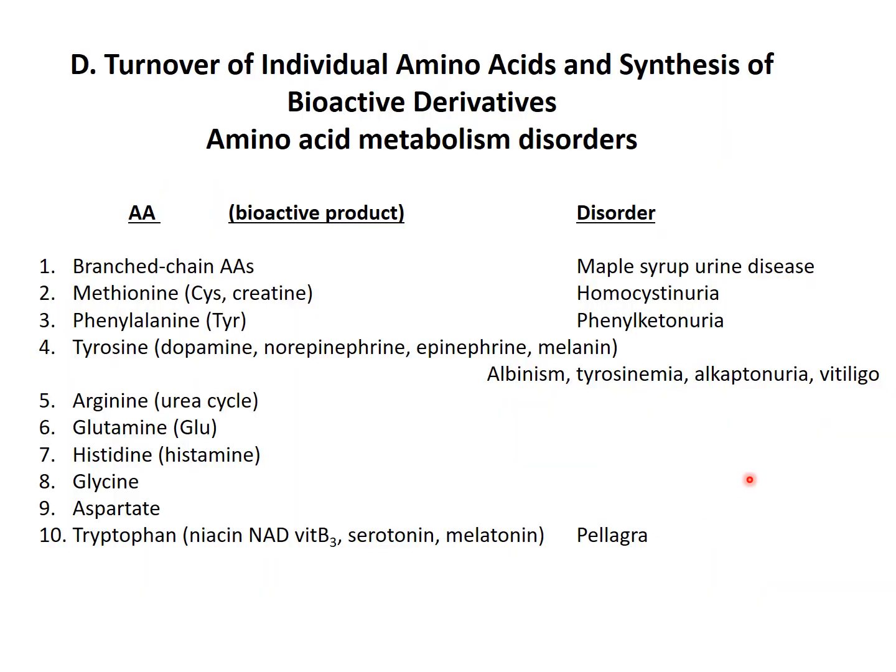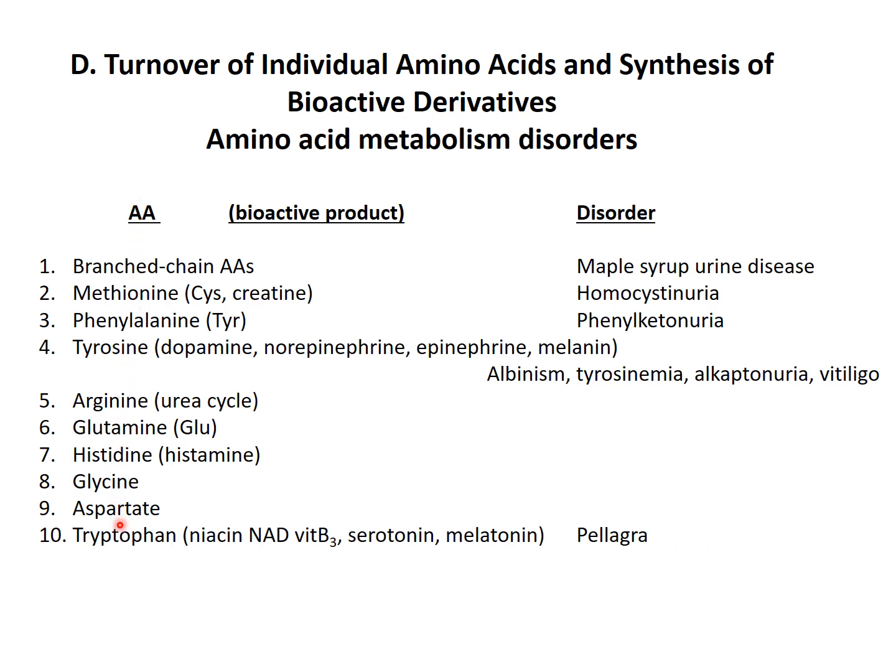Now, let me tell you what bioactive products can be generated from amino acids. I put together a tiny little bed-looking table for you, so please bear with me. This is very good when you want to review the following lengthy material.